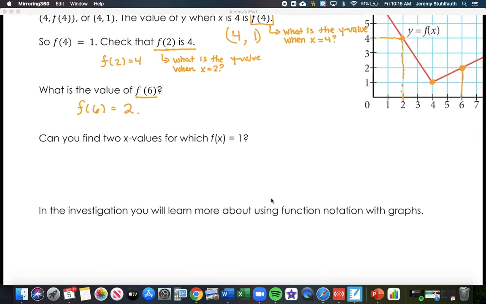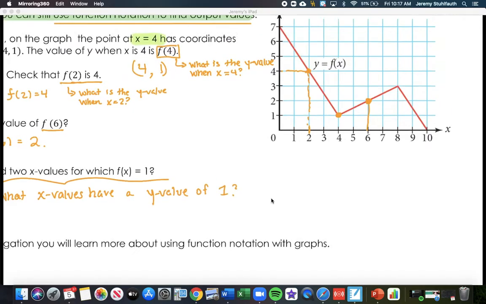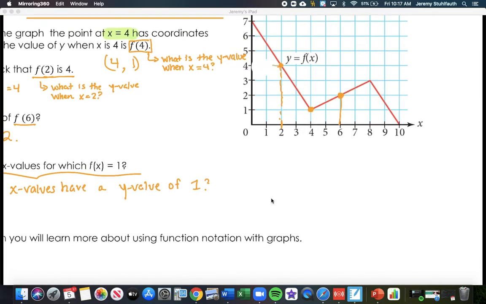Now, this next question is a little different. It says, can you find two x values for which f(x) equals 1? What this question really breaks down into is: what x values have a y value of 1? The best way to do this is to take your pen or pencil and come up to your graph. We want to know, when does this graph have a y value of 1?